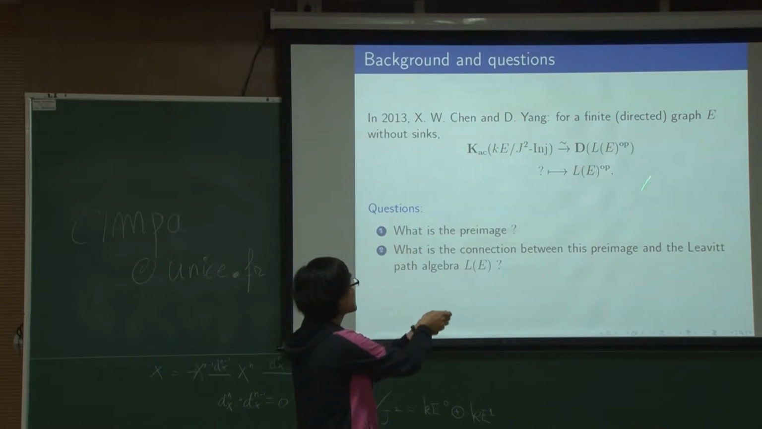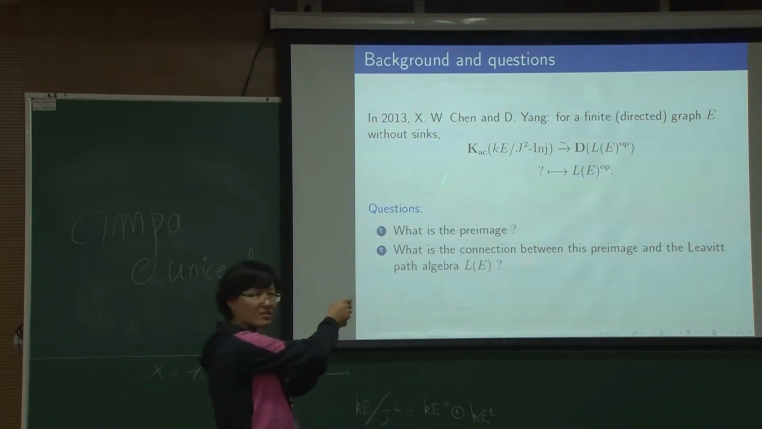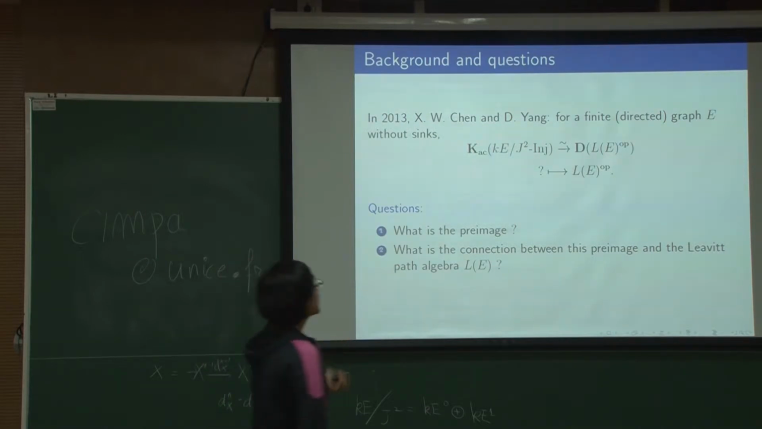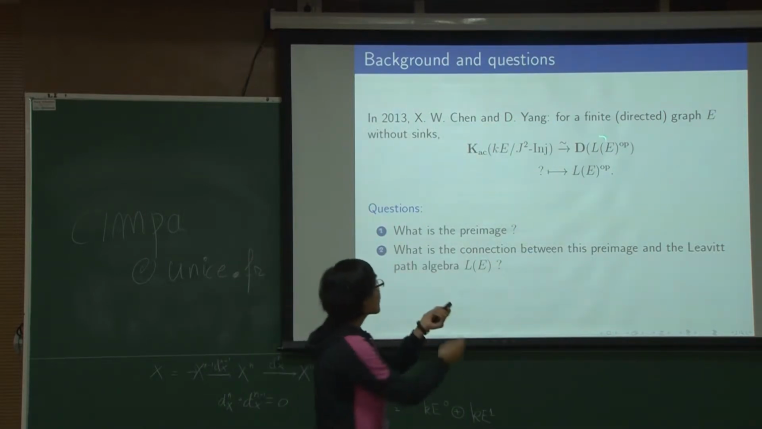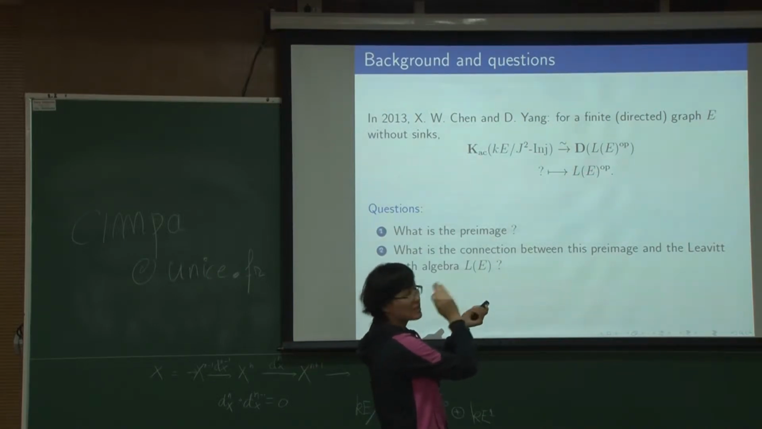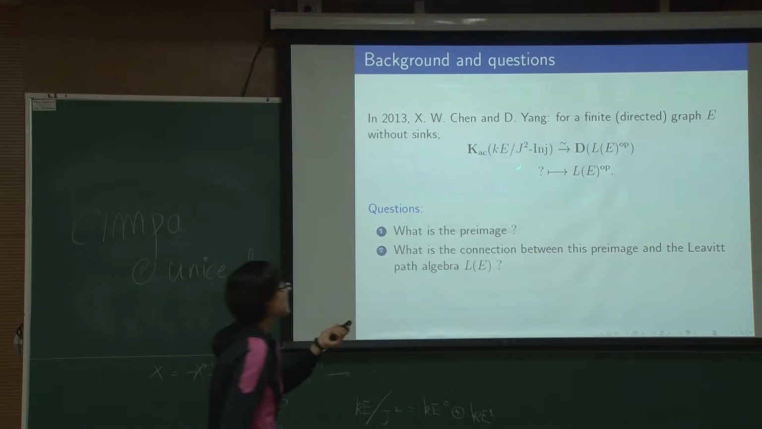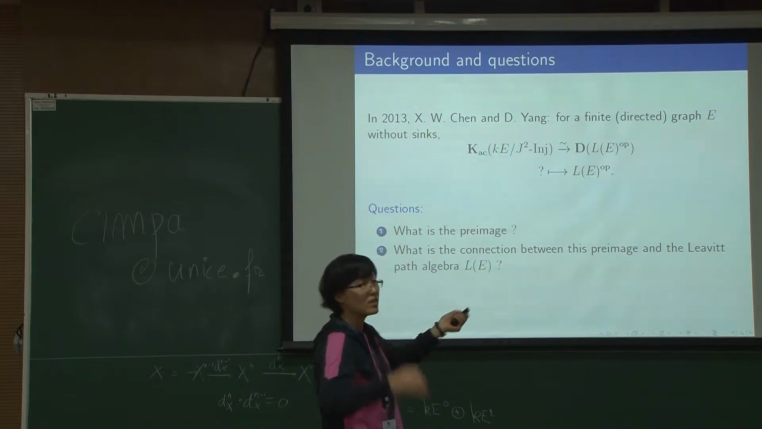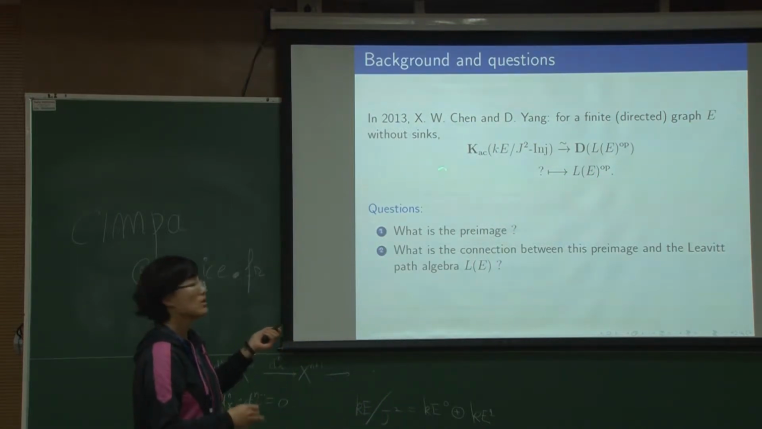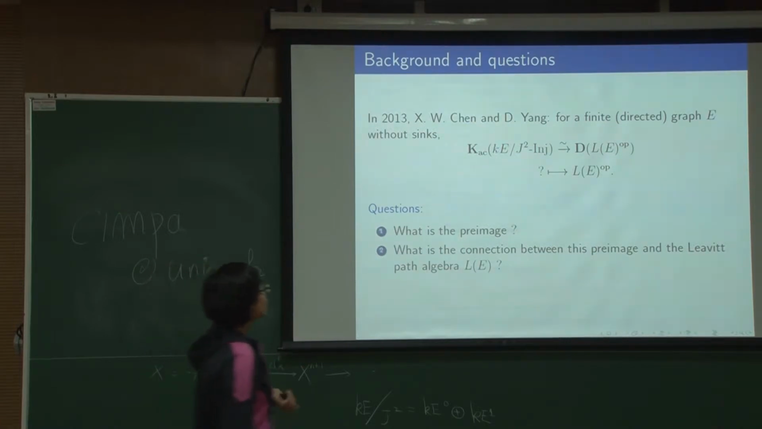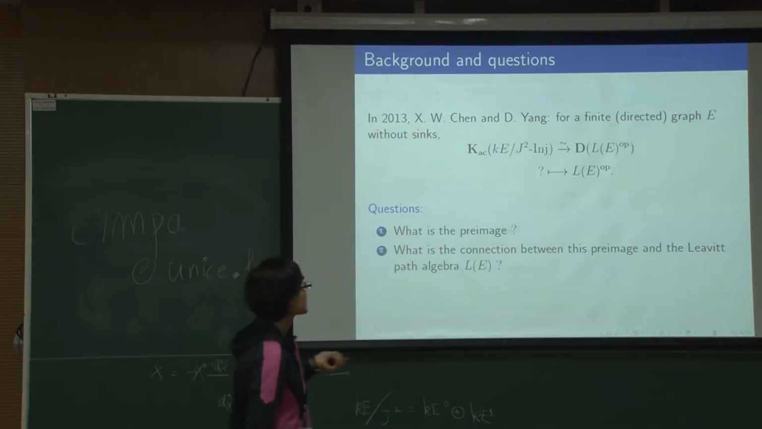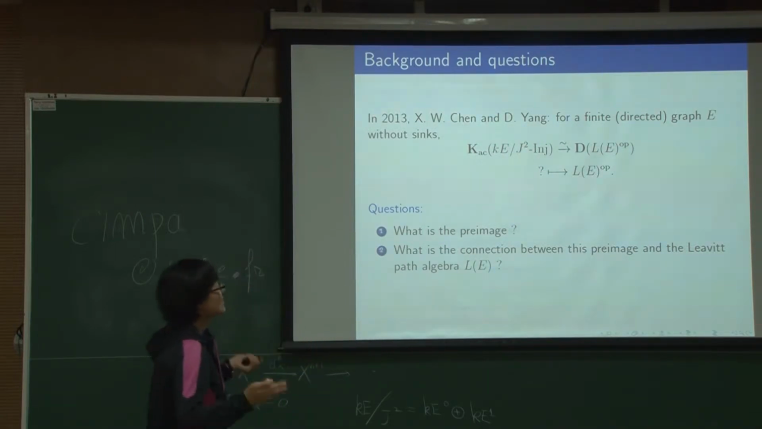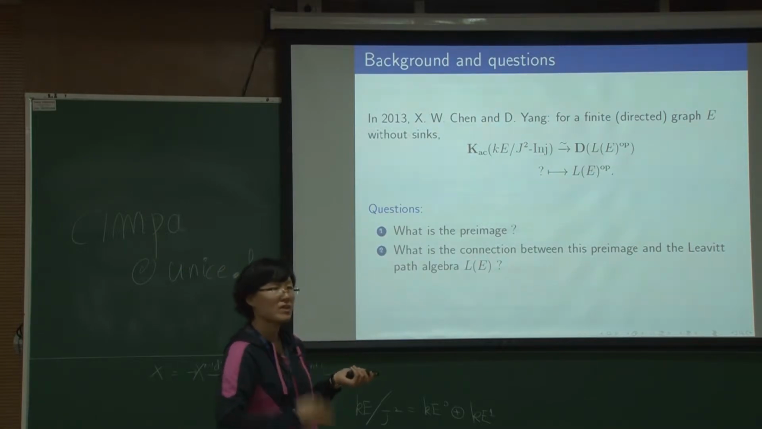However, given an object on the right hand side, we don't know what it is on the left hand side. We cannot write it down. So here we have questions. The first question is I just want to consider this special object, the Leavitt path algebra, and I want to know its pre-image. If we find its pre-image, because in the derived category this algebra is a compact generator, the pre-image must be a compact generator of this category. And the second question is what is the connection between this pre-image and the Leavitt path algebra? Because we know that they have this kind of relation, we think that this pre-image should carry some information of the Leavitt path algebra.